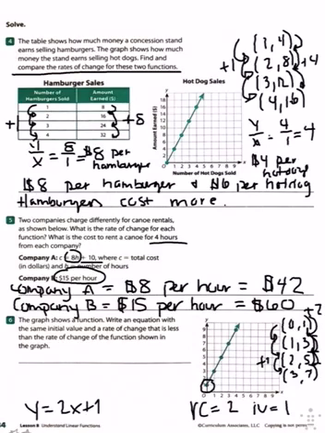Instead of m, we use the rate of change 2, and instead of b, we use the initial value 1. However, the question asks us to write one that has the same initial value, so I want to keep the 1, but a rate of change that is less. So my equation that I'm going to write is y equals 1x, 1 is less than 2, plus 1, because we want to keep the initial value.